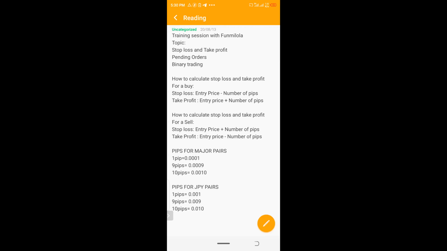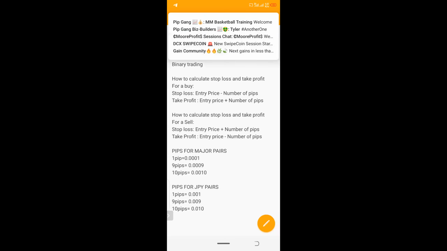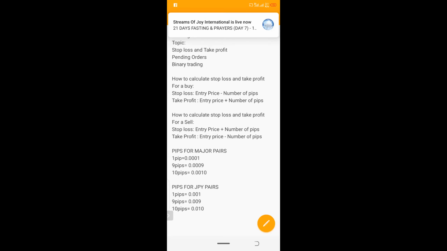It says my entry price minus the number of pips that I am willing to risk. So if I say that I only want to risk 10 pips, then I am going to minus the number of pips I am willing to risk from my entry price. For my take profit for a buy position, I am going to add the number of pips I want to make to my entry price.